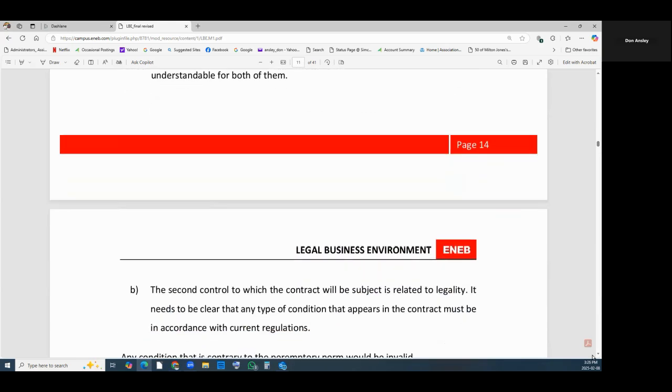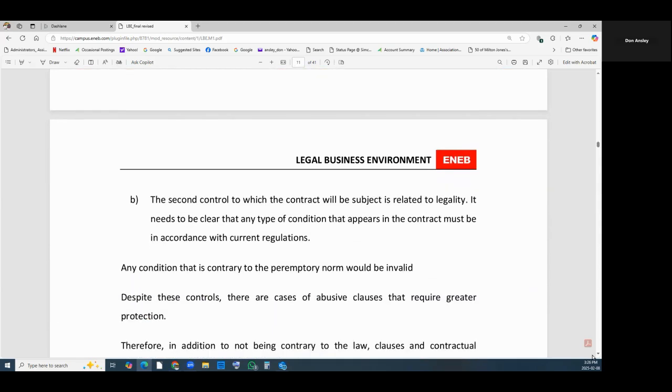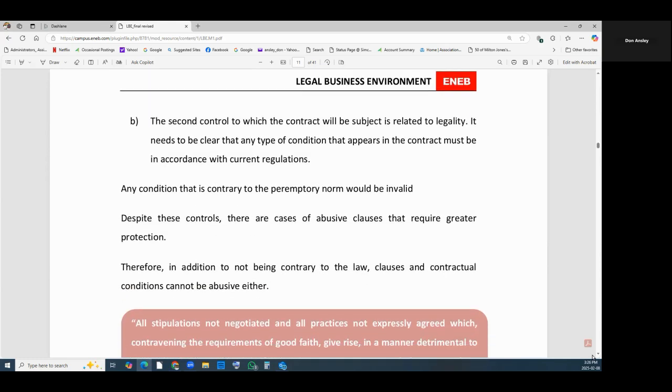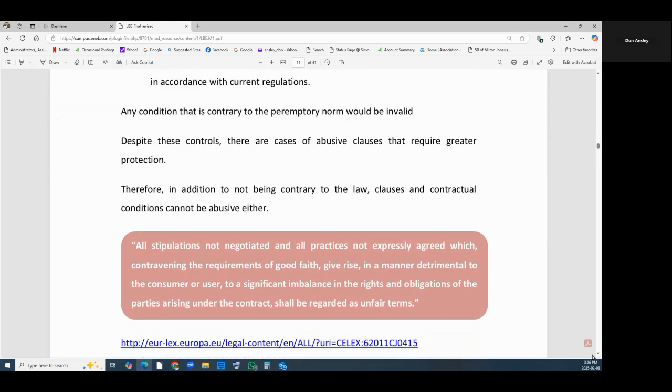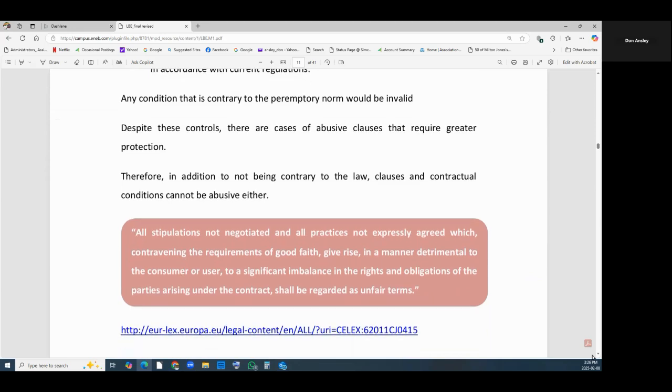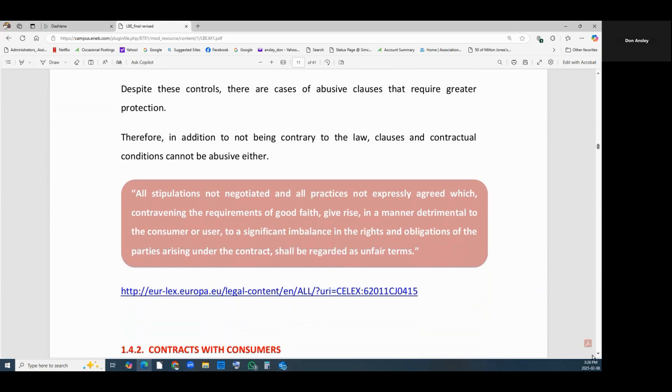The second control to which the contract will be subject is related to legality. It needs to be clear that any type of condition that applies to the contract must be in accordance with the current regulations. Any condition that is contrary to the peremptory norm will be invalid. Despite these controls, there are cases of abusive clauses that require greater protection. Therefore, in addition to not being contrary to the law, clauses and contractual conditions cannot be abusive either.